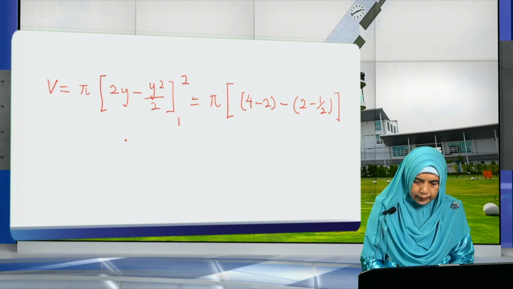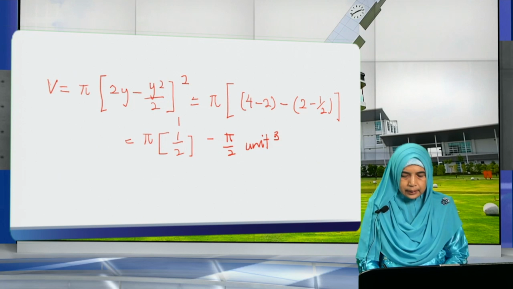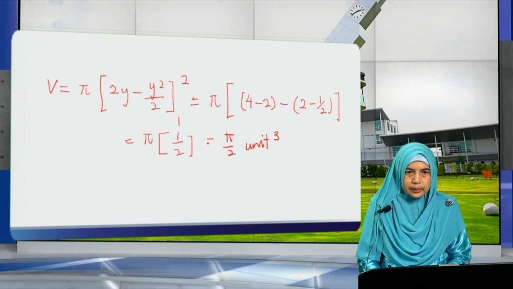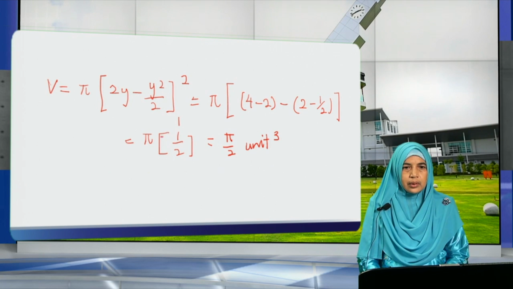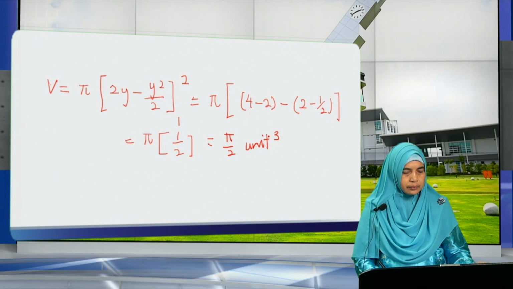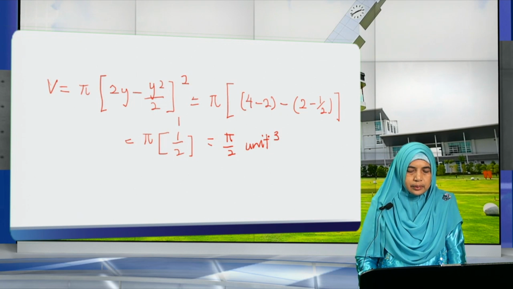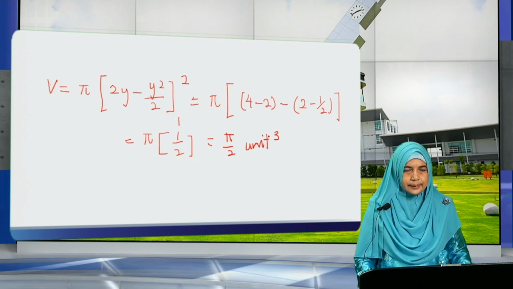So we get pi times a half, and this is just pi over 2 cubic units. This is equivalent to pi over 2 cubic units. So that's the volume of the solid that we revolve about the y-axis.